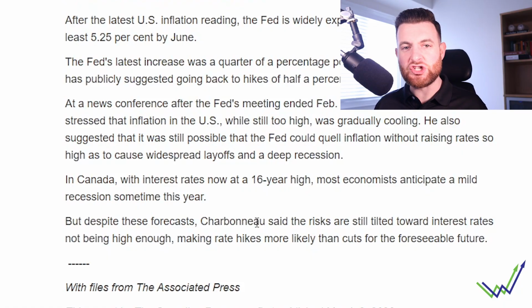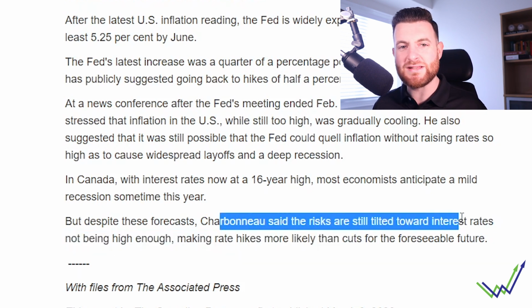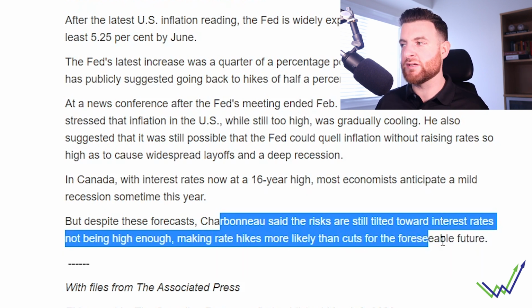Later on in this article, a chief economist from CIBC, Charbonneau, went on to say that the risks are still tilted towards interest rates not being high enough, making rate hikes more likely than cuts for the foreseeable future. So there's a lot of underlying connotation right now that the Bank of Canada could cut rates at the end of the year, but this is something we've been discussing for so long, that it's going to be higher for longer. And right now there's just not enough data for the Bank of Canada to make any predictions of where it's going.